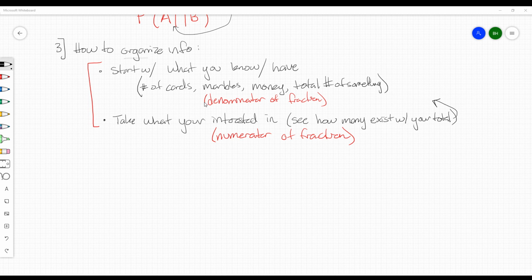Once you find this fraction, what you've found is the probability of an event. This is what you're interested in, the actual event, and you just created that. We'll go through an example in the next video, and you'll see the example for it. But take what you're interested in, put that in the numerator, and then you're good to go.